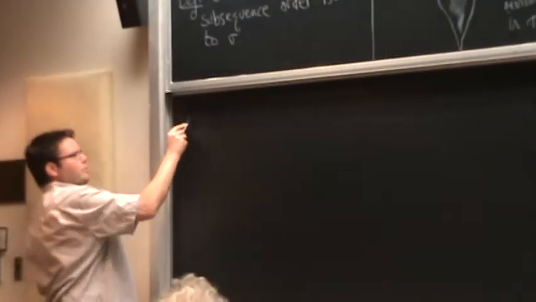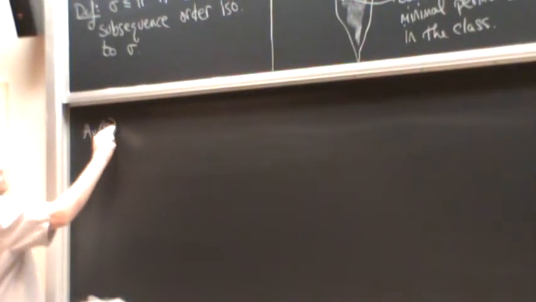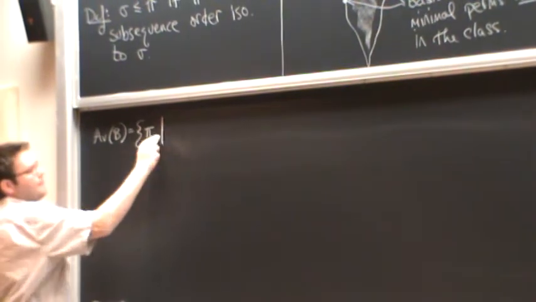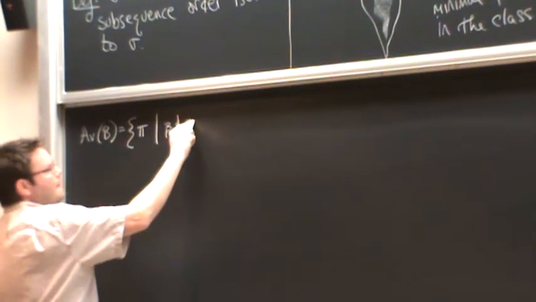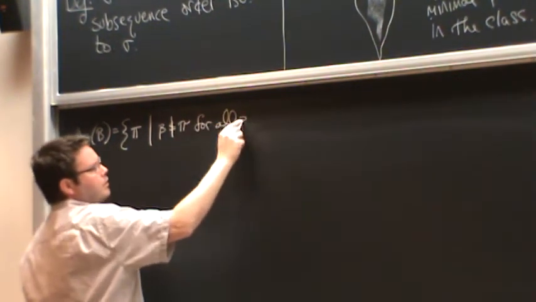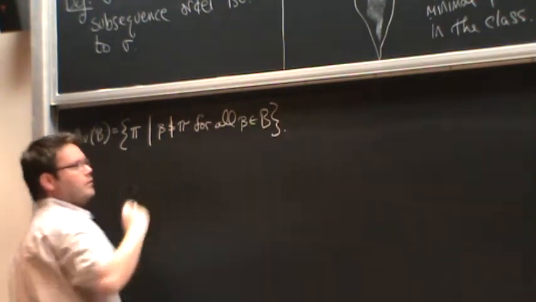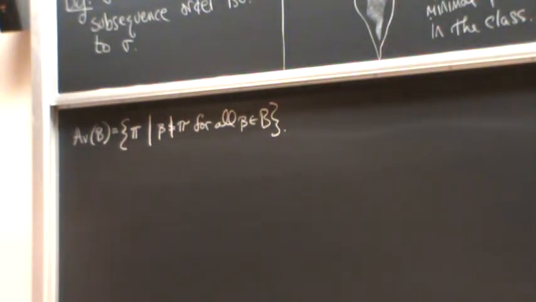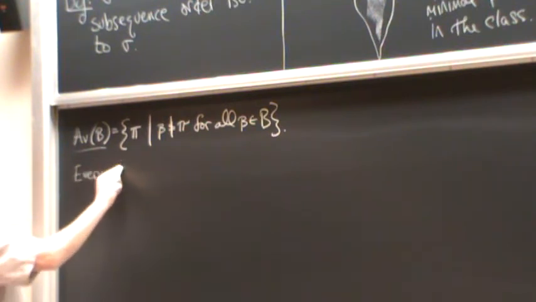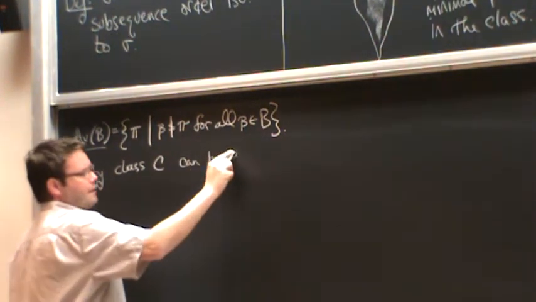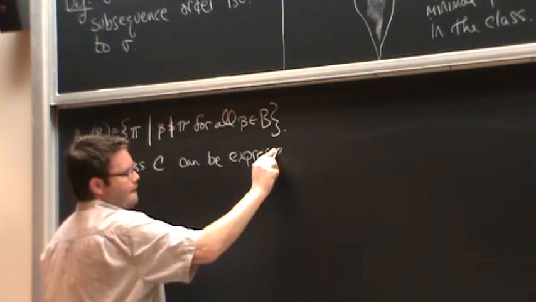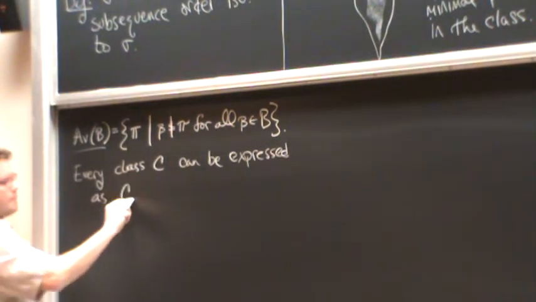So we can just write Av(B) to be the set of all permutations pi that don't contain anything in B, so beta is not contained in pi for all beta in B. If I take a basis, this would be the class that it determines, Av(B). So we just said that every class C can be expressed in this way.